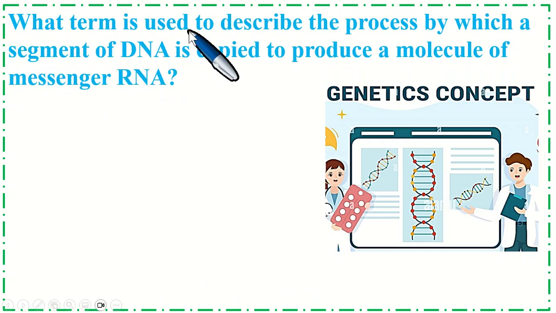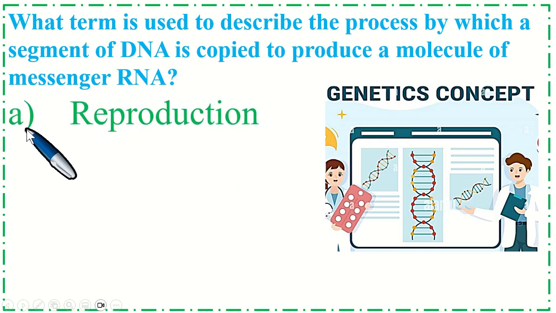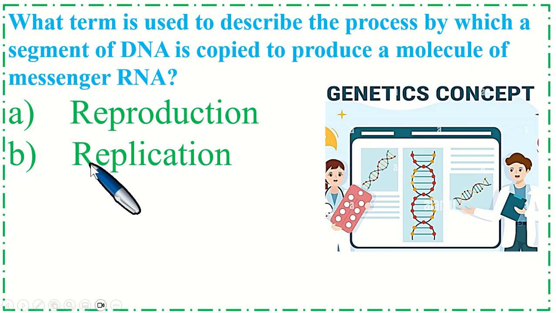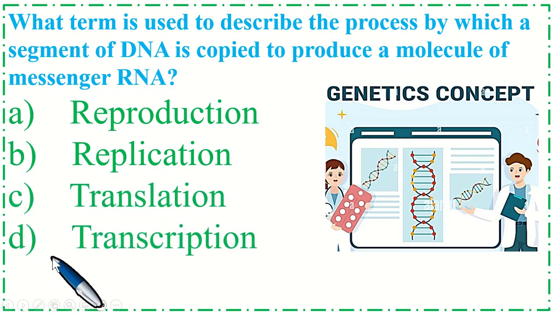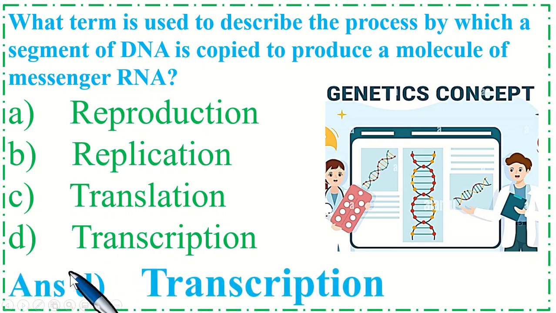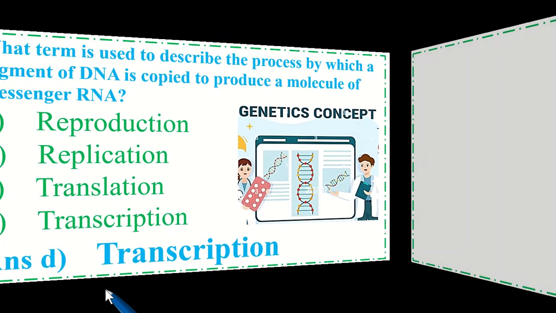What term is used to describe the process by which a segment of DNA is copied to produce a molecule of messenger RNA? Option A reproduction, B replication, C translation, and option D transcription. So the correct option is D, transcription.